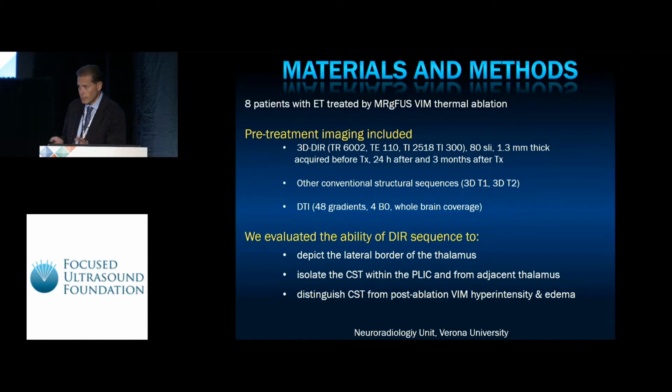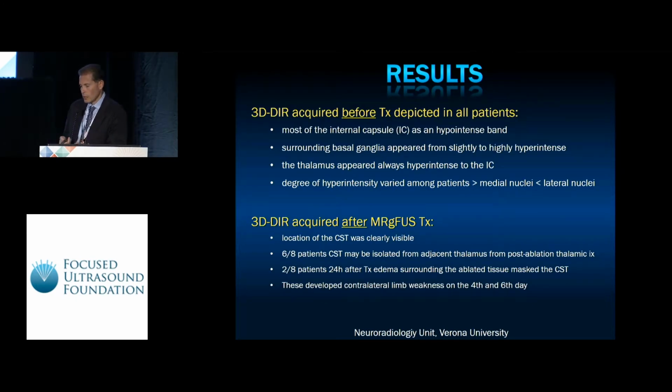So what did we do? We had just 8 patients when we performed this study. We acquired the 3-dimensional inversion recovery technique with 1.3 thickness, and we also acquired other studies. This was done to depict the position of the cortico-spinal tract and to isolate it from other structures surrounding it. So we found out that we could demonstrate the position of the cortico-spinal tract in all the patients, and we could distinguish it from the thalamus, which was slightly hyperintense to the internal capsule, and we found that there was a variable degree of hyperintensity of the thalamus.